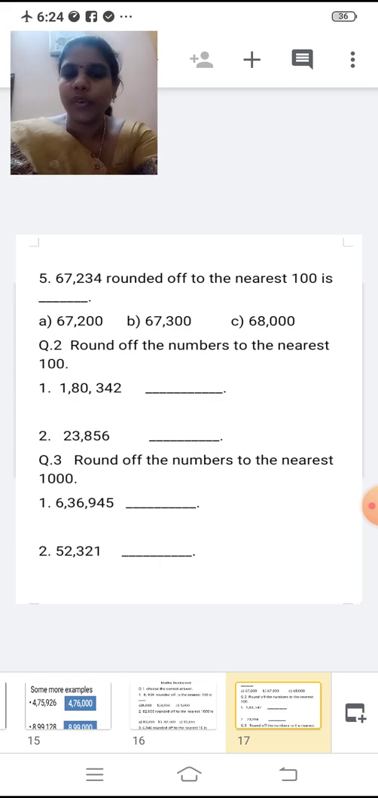Question number 2, round off the numbers to the nearest 100. Question number 3, round off the numbers to the nearest 1000.